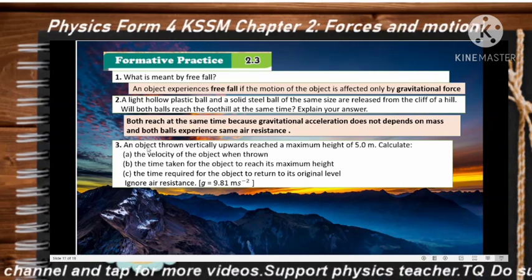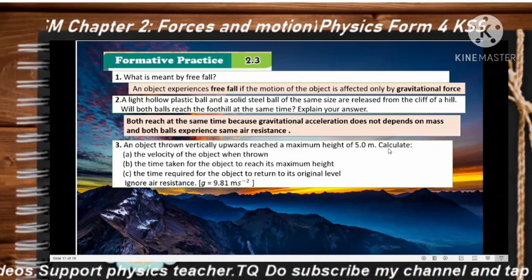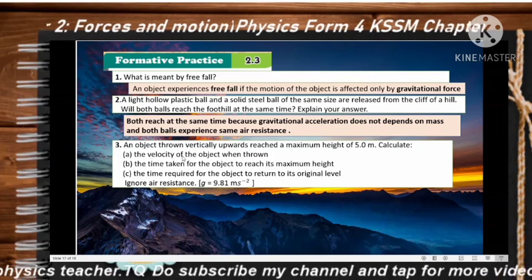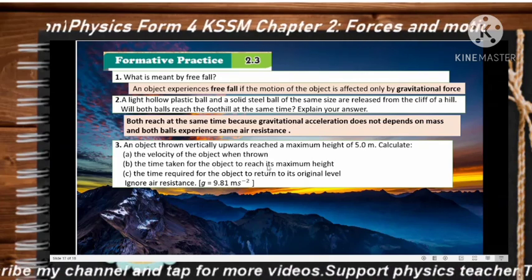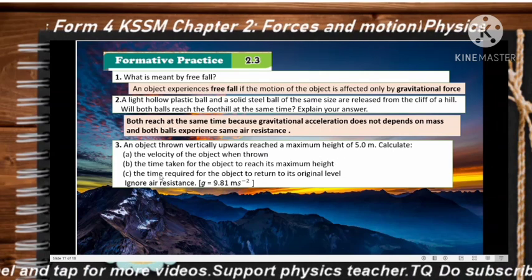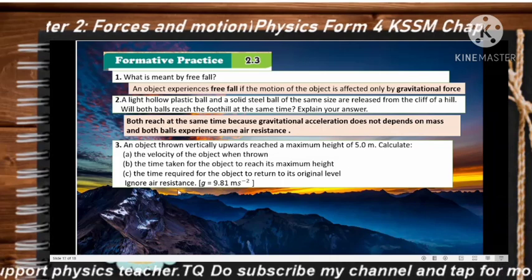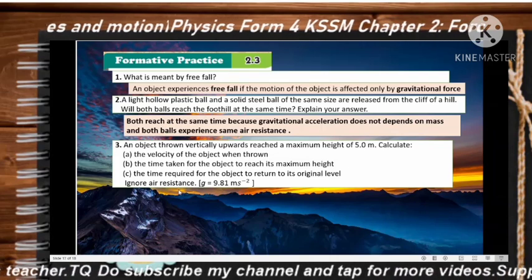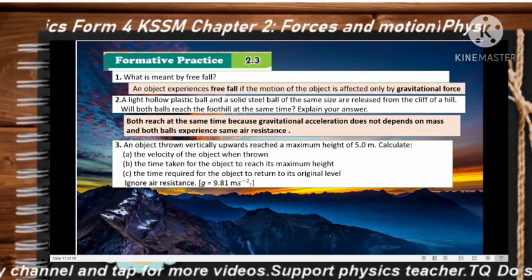Okay, number 3, an object thrown vertically upwards reach maximum height of 5 meters. Calculate A, the velocity of the object when thrown. B, the time taken for the object to reach its maximum height. C, the time required for object to return to its original level. Ignore air resistance. So this one is free fall. So g equals 9.81 meters second to the power negative 2.